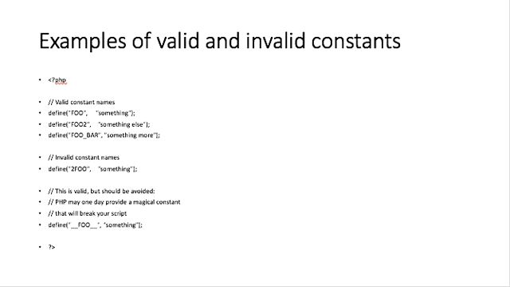Here are some examples of what valid and invalid constants look like. The valid constants: foo, foo2, foo underscore bar. Invalid constant: 2foo, because it starts with a number. There's also an example of a valid constant that should be avoided: double underscore foo double underscore. You should always just start a constant with a letter. Even though you can start it with an underscore, it's encouraged to start with just a letter and always have them uppercase.